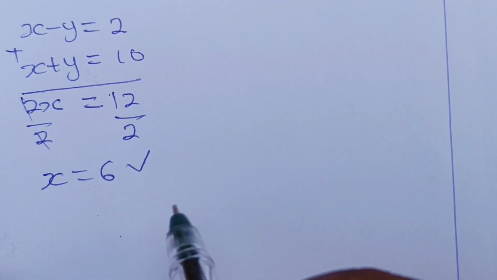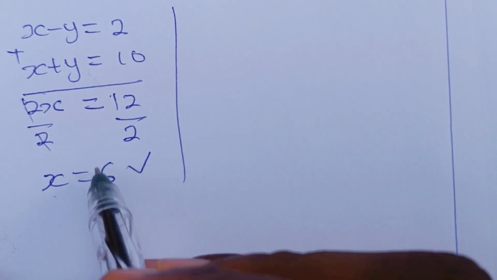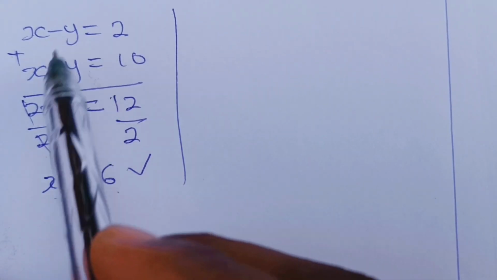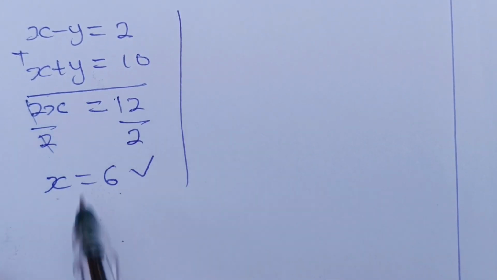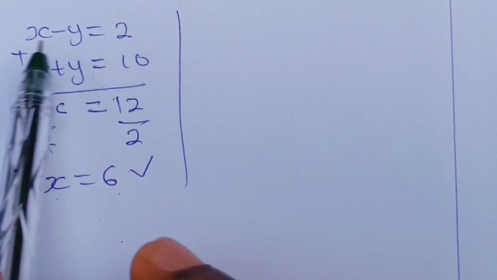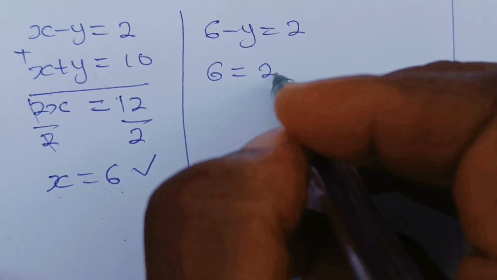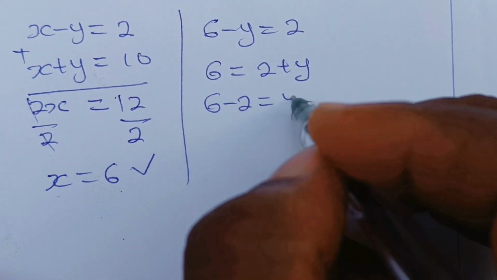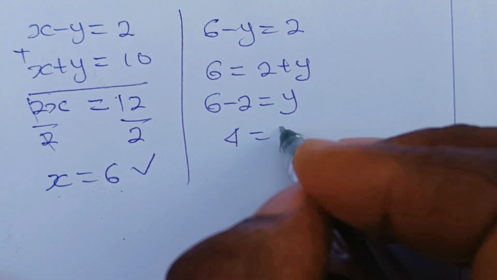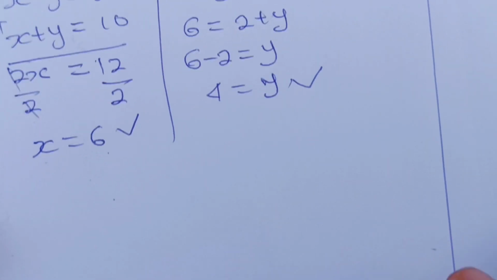and 6 is a natural number. All right, now since our x is equal to 6, let's substitute x equals 6 into any of these equations to get the value of y. So if we substitute it in the first equation, we can see that 6 minus y is equal to 2. So 6 is equal to 2 plus y. Then if we transfer this, we have 6 minus 2 is equal to y, and 4 is equal to y. So this is also a natural number, so this is also accepted.